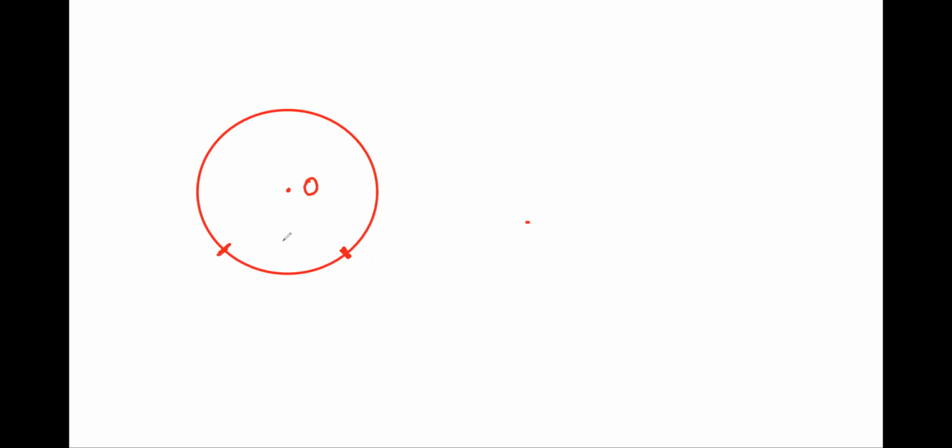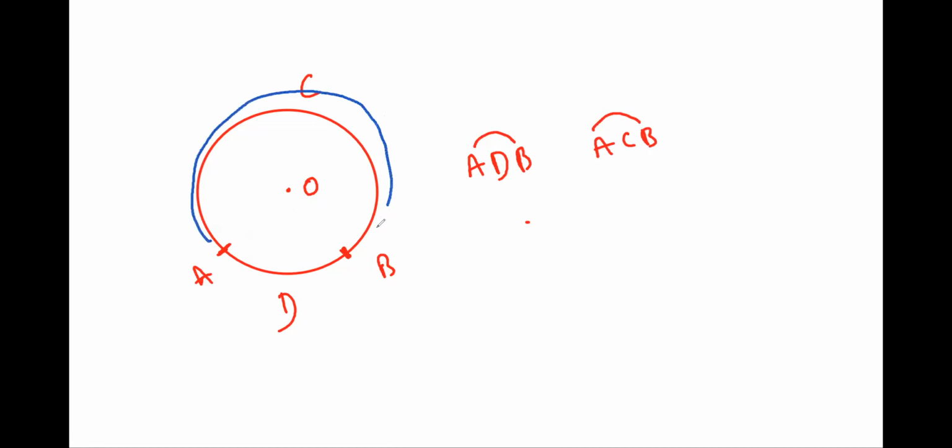Arc. This is O, this is A, B. Now here I will put C and here D. Then now we have two parts. One is A, D, B, we will draw it like this. And we have another part that is A, C, B. Like this only. From here to here is called ACB, and from here to here we get ADB. Now clear? And upper to this, we have to put this arc symbol. Are you clear now?